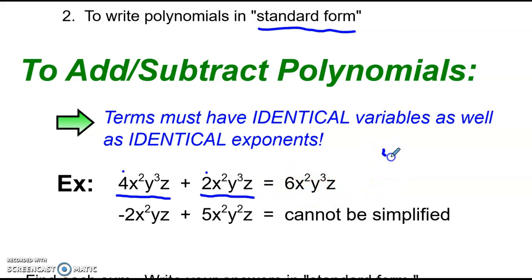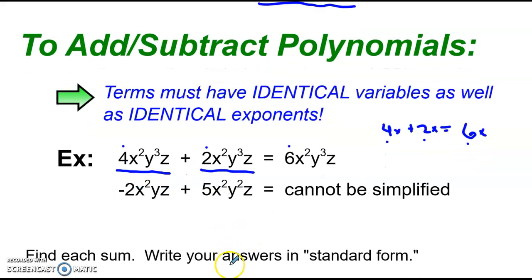It's really the same thing as saying 4x plus 2x equals 6x. The variable stays the same, right? The x doesn't change. We just add the 4 and the 2 to give us 6. It's the exact same concept here. Just know that we can only add those coefficients if the terms containing variables and exponents are identical.